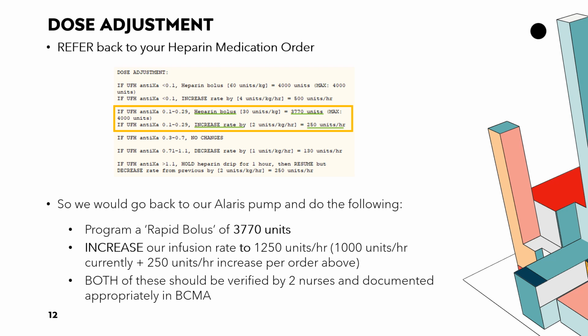In this case, you can see that if the UFH anti-10A is between 0.1 and 0.29, ours is 0.21, that you would give a heparin bolus of 3,770 units, and then you would increase the maintenance rate by 250 units per hour. So we would go back to our Alaris pump and do the following. We would program a rapid bolus of 3,770 units, and we would increase our infusion rate to 1,250 units per hour, i.e. 1,000 units per hour that we have currently, plus the 250 unit per hour increase per the order above. And both of these should be verified by 2 nurses and documented appropriately in BCMA.